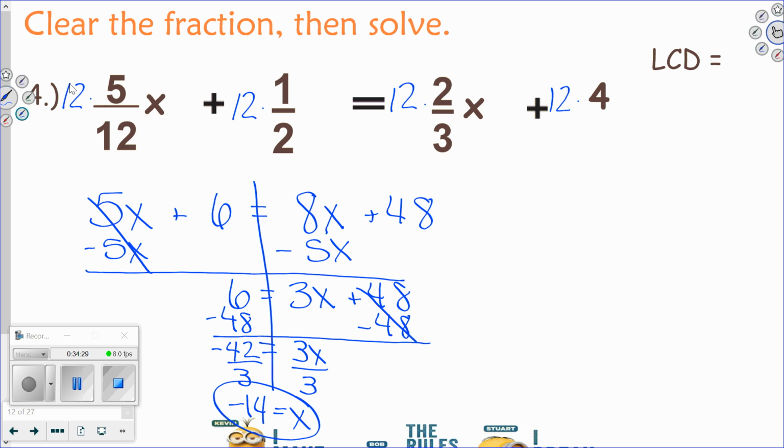You got negative what? Yeah, so you had a positive 42 and a negative 3x. Yep. And again, totally fine. We end up the same way, so it doesn't matter. All right, other questions on that one?